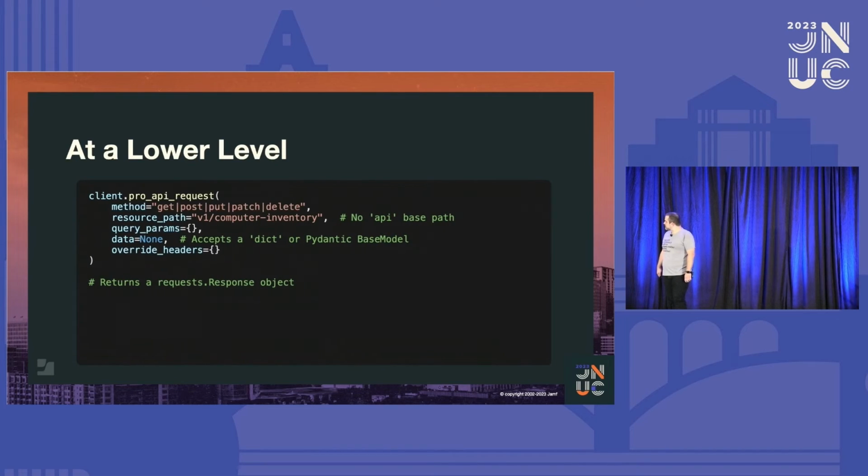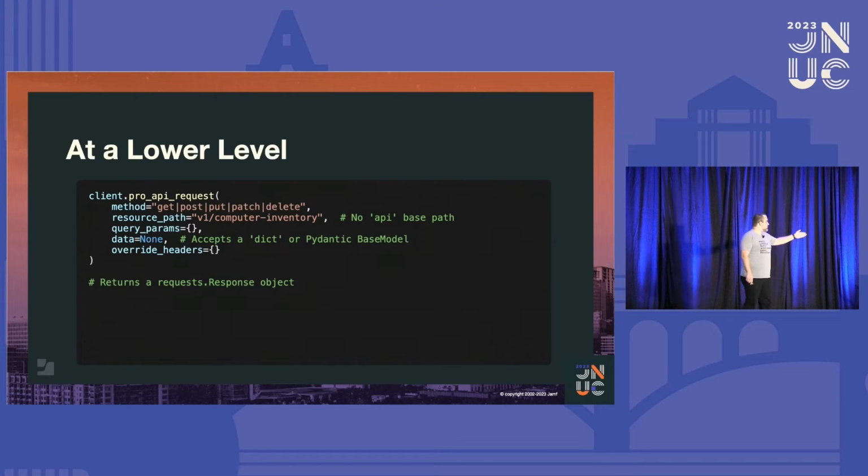All right, Pro API. Pro API is a lot simpler because it's JSON in, JSON out, and it's a lot easier, especially since Python dictionary objects translate almost one-to-one with JSON. So same thing going on here. Pass in the method you want. We get patch with the Pro API, which is cool.